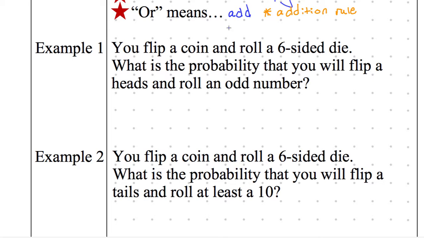So what are we going to do here? We need to find the independent probability. So what's the probability that I flip a heads? 1 out of 2. What does and mean? It means multiply. So 1/2 times, what's the probability that I roll an odd number? On a 6-sided die, what is my chance of rolling an odd number?